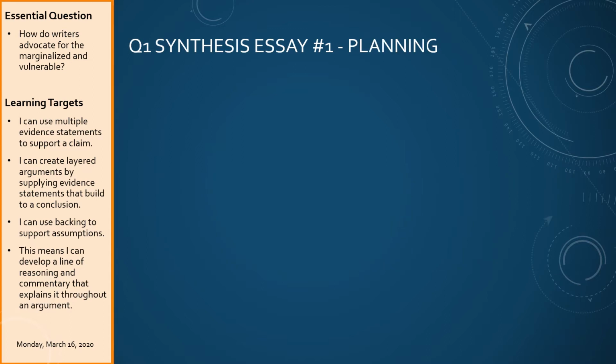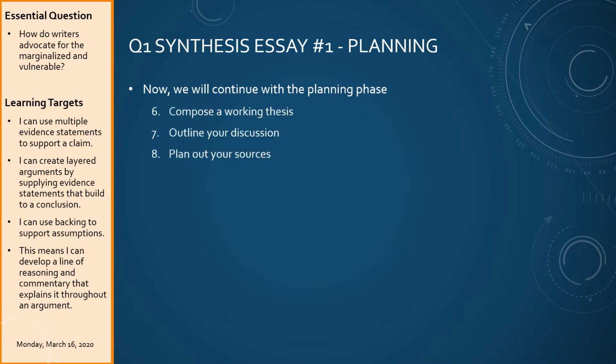Now let's get into the next phase of the essay. After you finish brainstorming, it's time to start planning. Now we're going to continue with that planning phase, which goes a little something like this. Step 6, you'll compose a working thesis statement. Step 7, you'll outline your discussion. And step 8, an extra step that you haven't had before in planning, since this is the Q1 synthesis essay, another element of the planning process is you need to plan out how exactly you're going to use your sources.